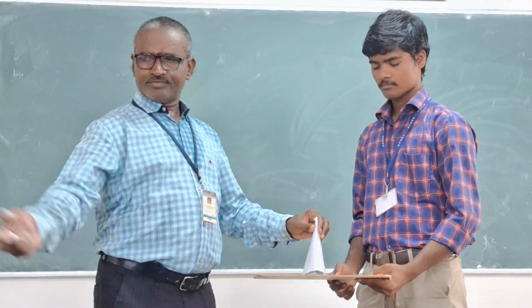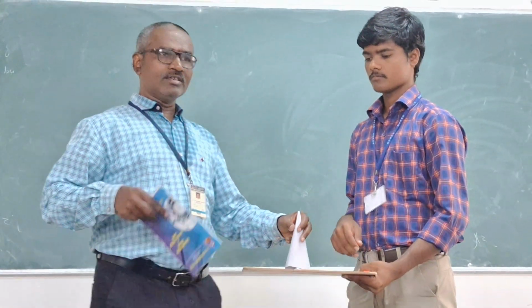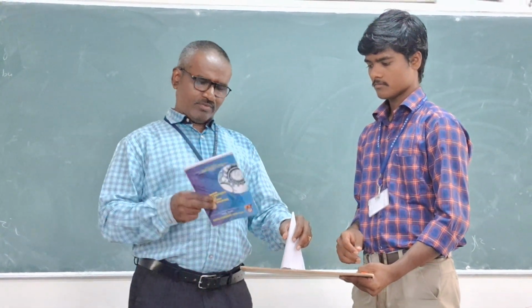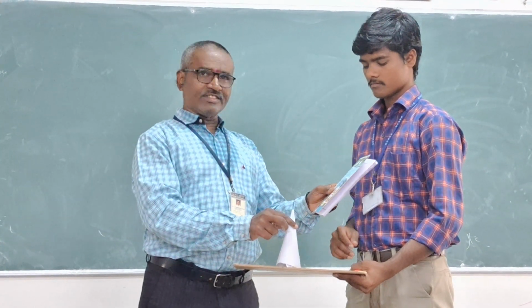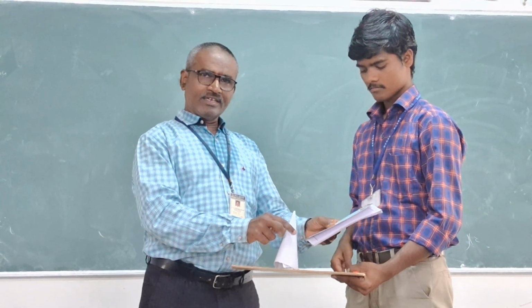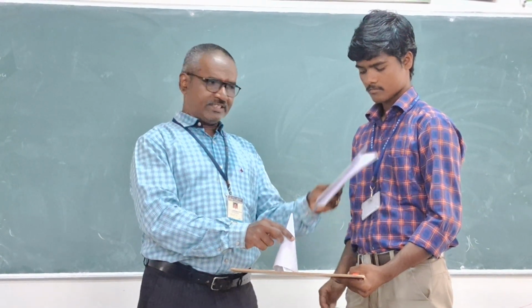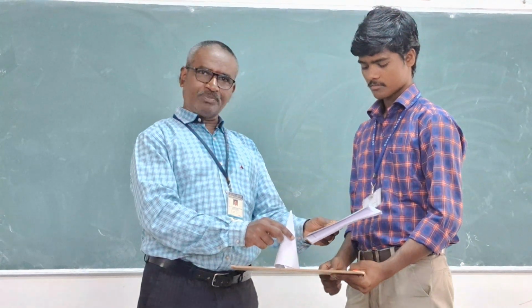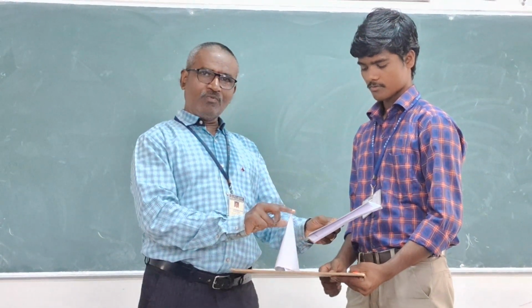Then a section plane perpendicular to VP and inclined at 30 degrees to HP. This is the 30 degrees to HP, and the plane is perpendicular to VP.